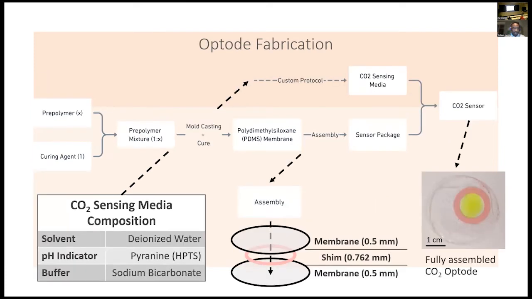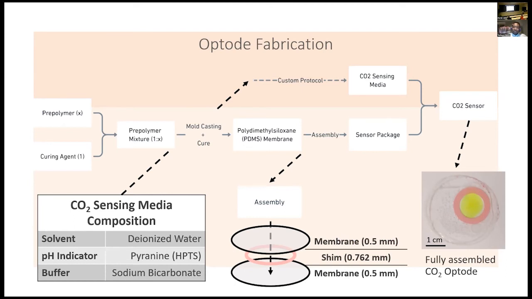So we make the sensors through, I'll just tell you the process, right? We start with, well, it's two kind of separate processes, making the sensing media and then making the PDMS membrane. The sensing media is in the bottom left corner. It's made of deionized water, HPTS, or pyranine, which is called the pH indicator. That's part of the Severinghaus mechanism, the CO2 sensing mechanism, which we could talk about if you want to, but just know it's an important part. And then there's a buffer, which is actually just baking soda.